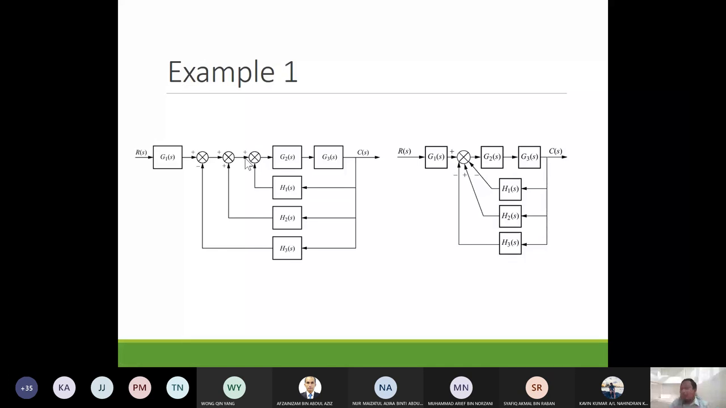Because there is nothing in between them, you can just combine them together. When you combine them, each of the signals from H1, H2, and H3 still retains its sign, like minus, positive, and minus, even though it is combined. If you want to combine, you need to look at the signs here. Here the signs are similar, positive, so you can combine them.